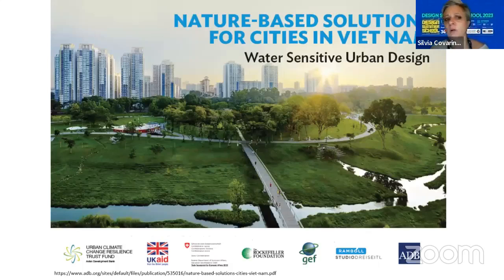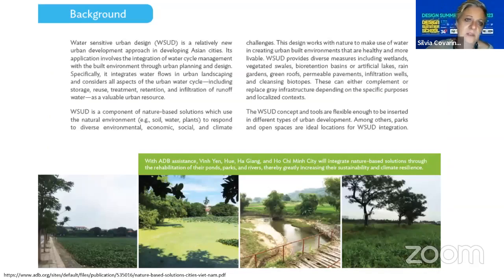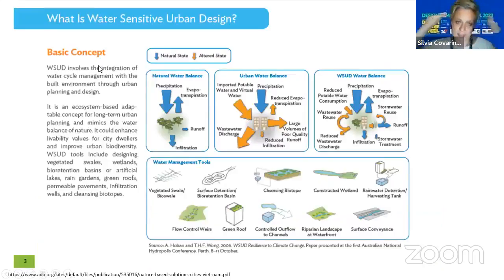I think so. Now we're moving a little bit more to sustainable design. We are talking about nature-based solutions. And this is an example in Vietnam. In Asia, as you know, is a very dense area. They're very careful. This is the background. Again, it is a sustainable urban design. And this is the concept. What is the idea? Natural state and altered state. How it's working is shown through a diagram.